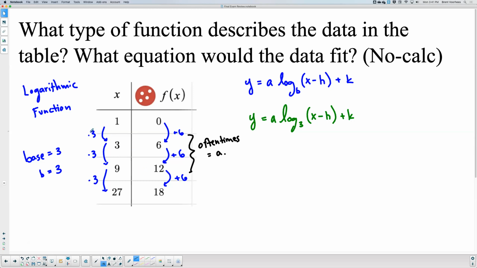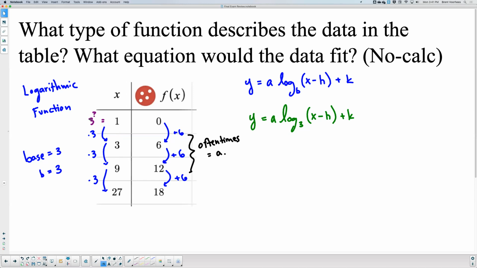So what we could do is we could plug in some values. And here's what I know. This is base 3, each one of these is 3 to some power. So if I had an x value of 1, that comes from the power of 3 raised to what? 3 raised to what equals 1? And the answer is 0. Now, why does that matter for me?